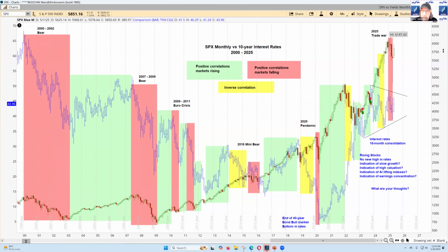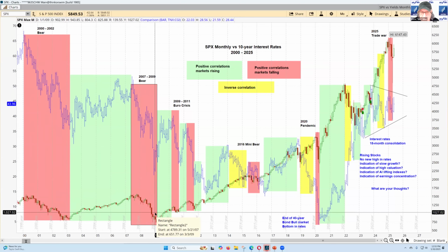Now, interest rates have their biggest declines when the stock market is declining. And you can see in here, as you look at the bear markets here in 2000 to 2002 and 2007 to 2009, both of those are time periods where the stock market fell hard in those bear markets and interest rates went down. That's because money is moving out of the stock market and moving into the bond market.